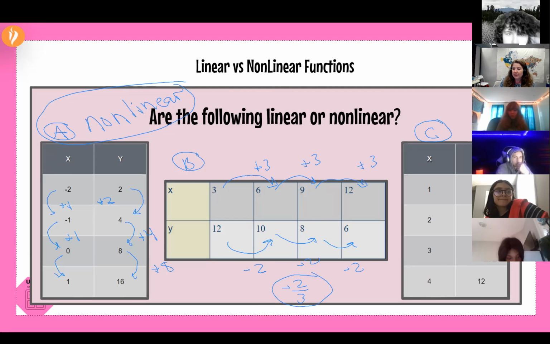Good. And then letter C, from 6 to 8, I would add 2. From 1 to 2, I would add 1. And if you check the rest of this graph out, it's constant. 2 over 1, 2 over 1, 2 over 1. So this is linear, and our slope is +2.